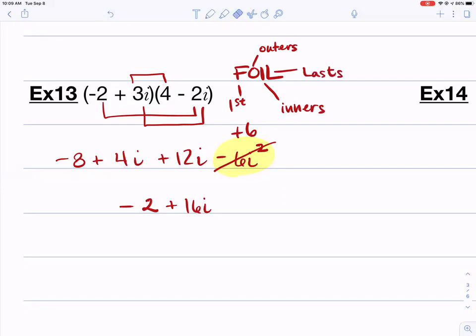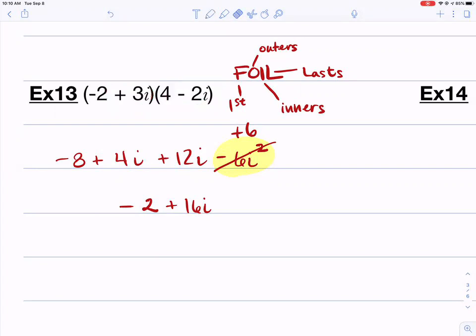All right, so these are my firsts. So you multiply them together, negative 2 times 4 is a negative 8. And then following FOIL, I'm going to go to the outers. Those are the guys on the outside, right? Positive 4i. And then I go to my inners. So that's how I got a positive 12i, because 3 times 4 is 12. And then I went to the lasts. Negative 6i squared. And then my i squared turned into a negative 1. Negative 6 times negative 1 became my positive 6.